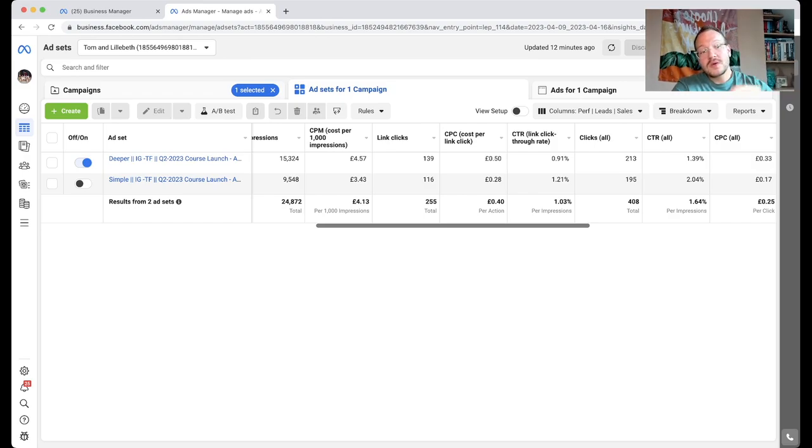If the CTR all was like 7% and the CTR link was like 0.3, what that tells us is the ad is very clickbait and stopping a lot of people, but the call to action is very weak. So having those numbers quite close together shows that the right kind of people are stopping and then taking action.